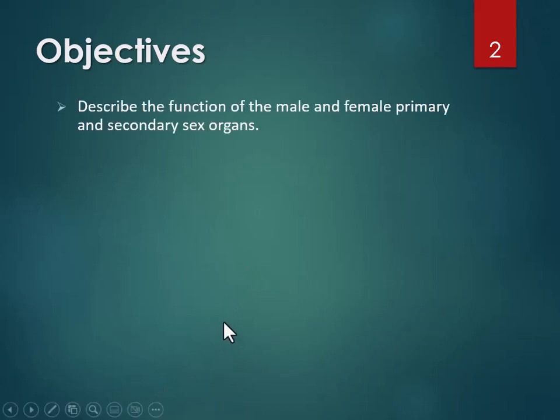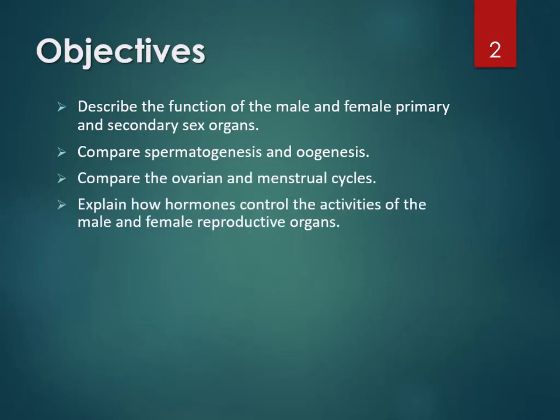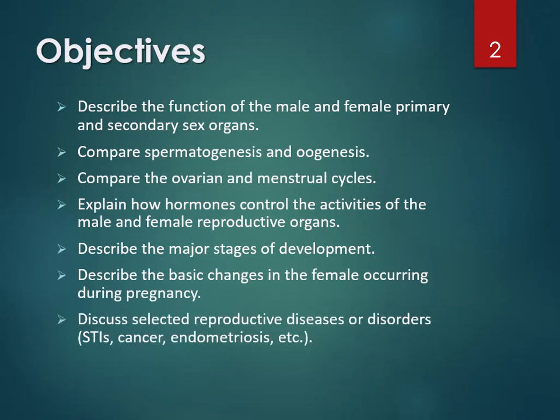We are going to talk about the function of the male and female primary and secondary sex organs, compare spermatogenesis and oogenesis, compare the ovarian and menstrual cycles, explain how hormones control the activities of the male and female reproductive organs, the major stages of development, the basic changes in the female occurring during pregnancy, and discuss selected reproductive diseases or disorders.